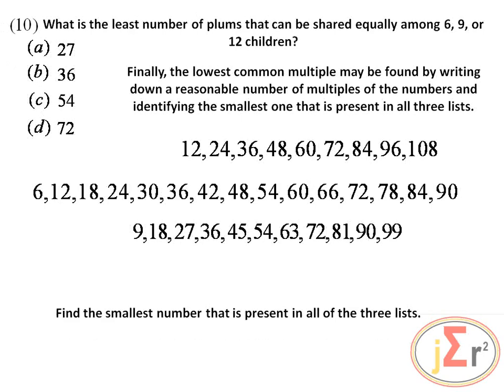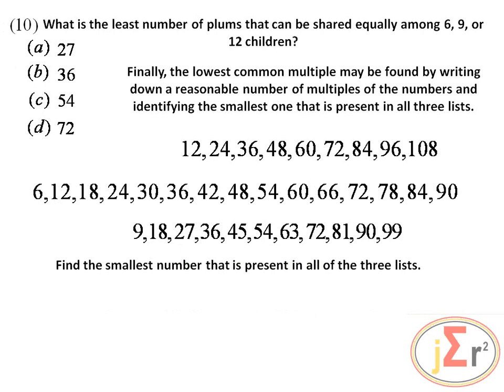So we need to find now the smallest number that is present in all of the 3 lists. So we have multiples. We are looking for the one that is present in all 3 lists, and we are looking for the smallest such number. So the smallest number present in all 3 lists is the lowest common multiple.